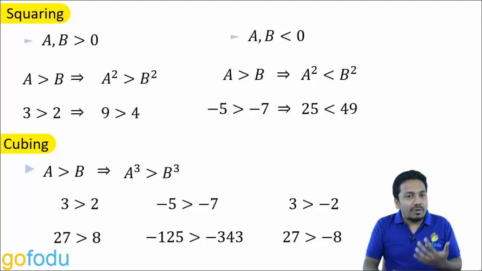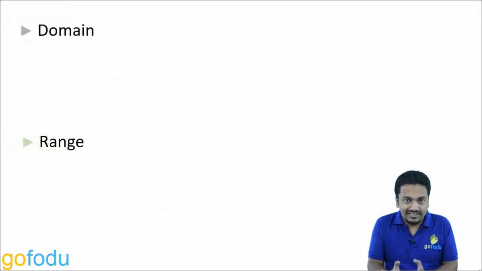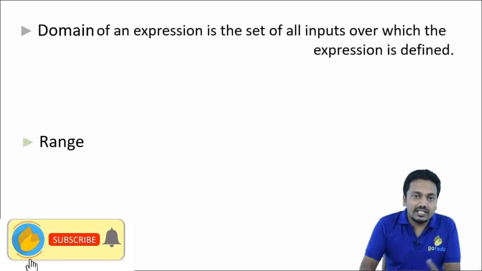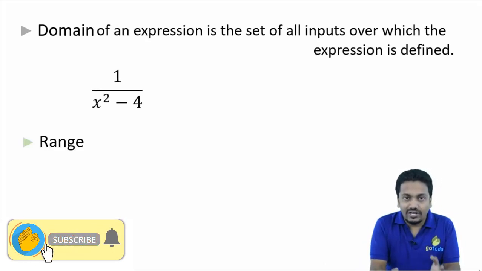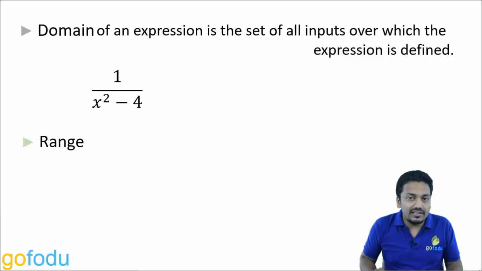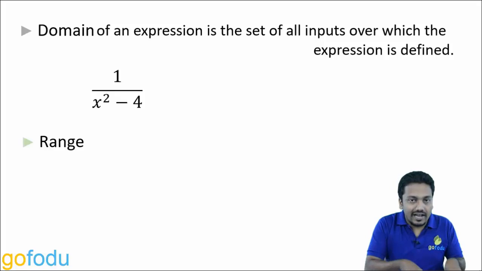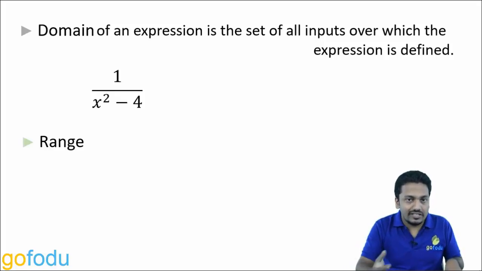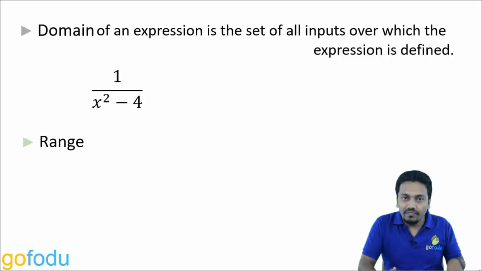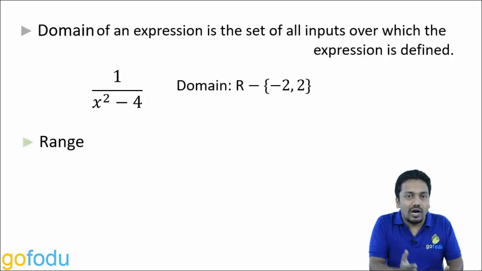Let's now move on to the last part of this session, a few definitions. Domain. Domain is nothing but set of all input values over which the expression is defined. For example, 1 upon x square minus 4. Can we put any value of x in there? No, because the denominator x square minus 4 cannot be 0. Otherwise, the expression will be not defined. And it becomes 0 when x is equal to 2 or minus 2. So the domain for this expression will be x belongs to R minus the values 2, minus 2.